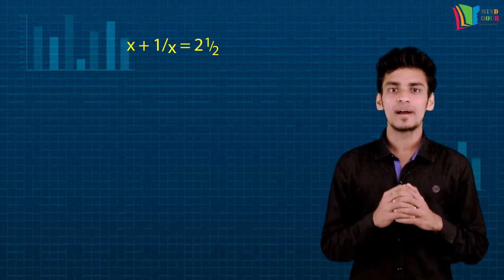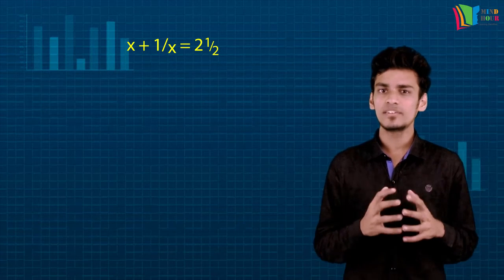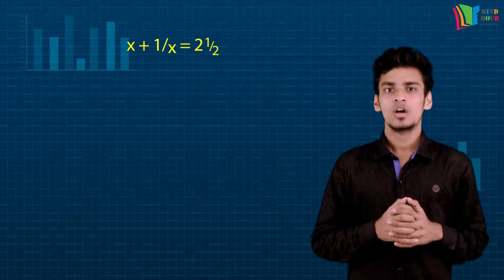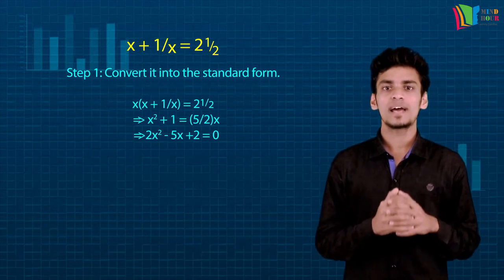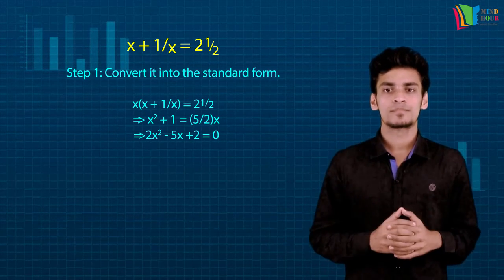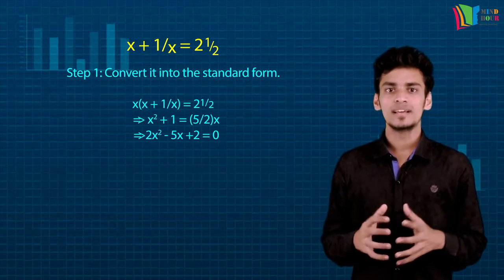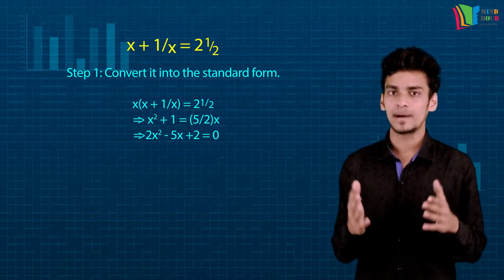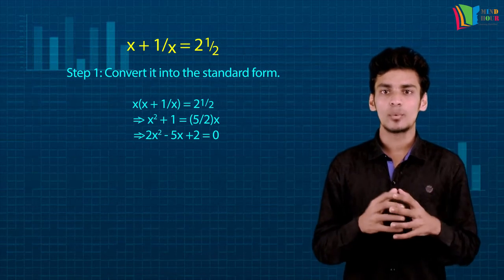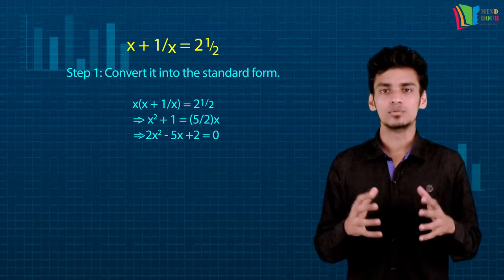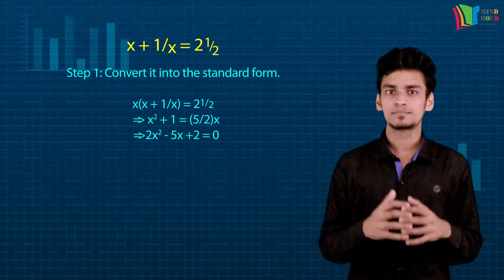x + 1/x = 2 1/2. As you can see, the given equation is not in the general form. So we will first convert it into the general form. First, we will multiply the entire equation by x. Thus, the equation will be of the form x² + 1 = 5/2 multiplied by x. Now we can easily convert it into the form ax² + bx + c = 0. On simplifying, we get 2x² - 5x + 2 = 0.